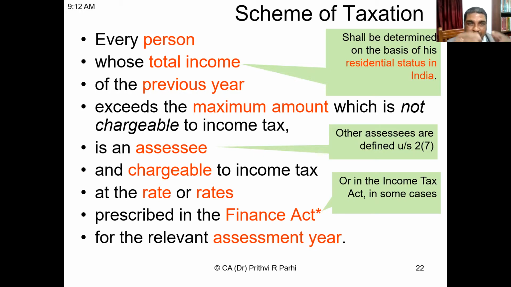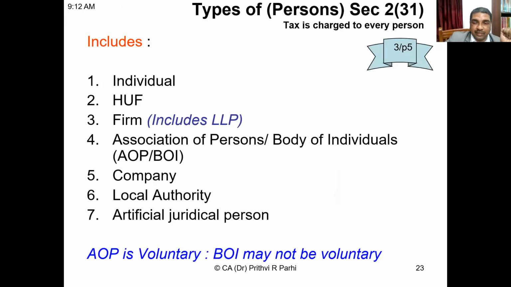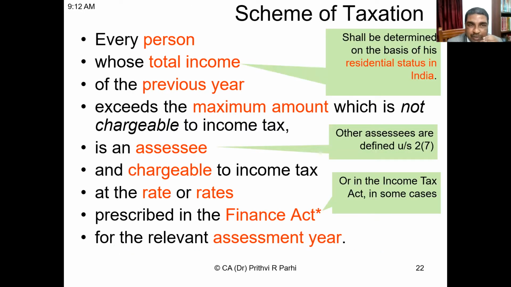Okay. Now the scheme of taxation is clear to you. Yes, sir. But what we have understood up to this is that every person whose total income of the previous year exceeds the maximum amount which is not chargeable to income tax is an assessee, and chargeable to income tax at the rates which are prescribed in the Finance Act generally for the relevant assessment.